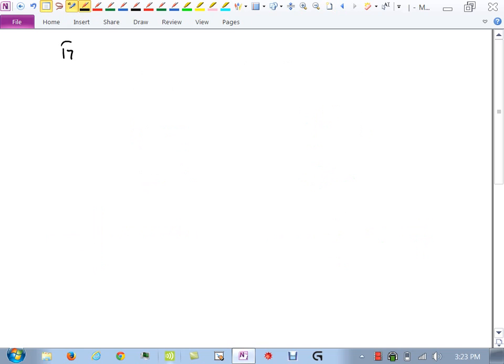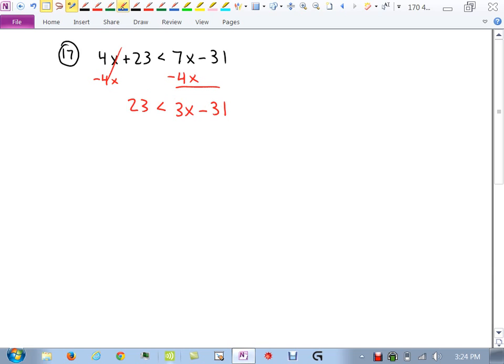17. We have 4x plus 23 less than 7x minus 31. So I'm going to first isolate x, so I'm going to subtract 4x from both sides. And that will leave me with 3x minus 31 here. I'll have greater than 23. Now I'm going to add 31 to both sides to get 54 is less than 3x. And then I will divide both sides by 3.